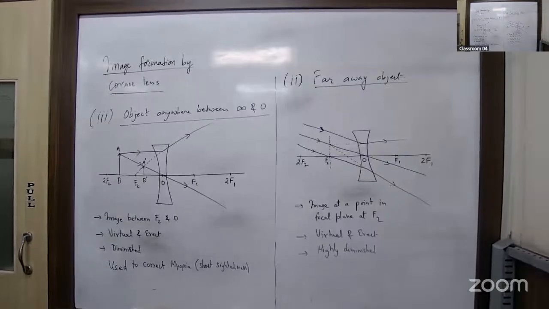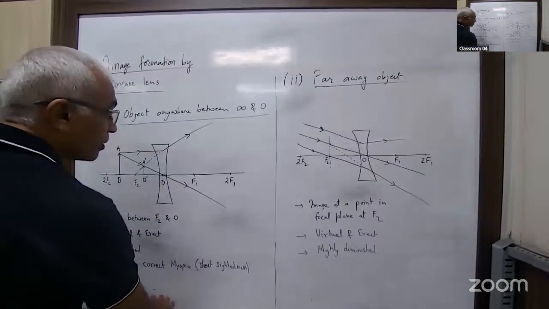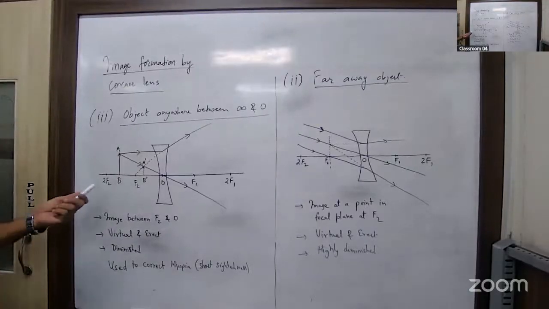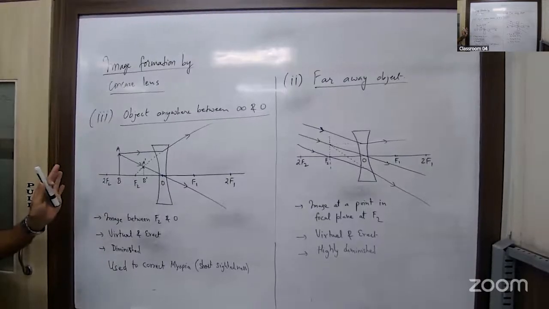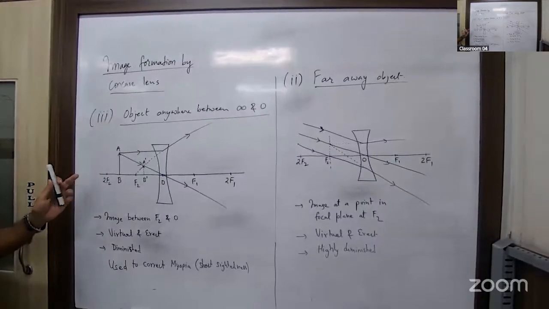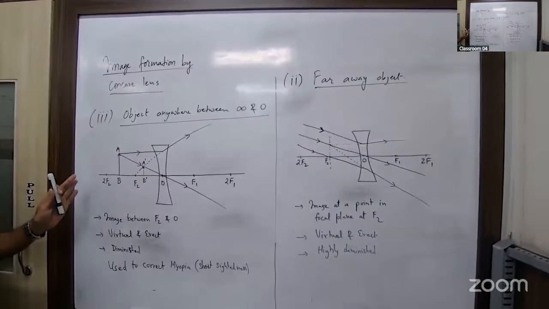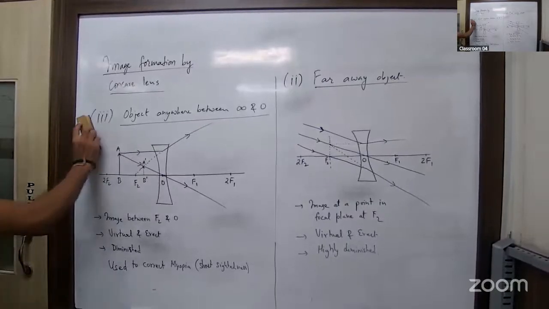Okay. Next is sign conventions and lens formula. So anybody has any difficulty in any of the image formations? Feel free to ask. I'm here to help. Everybody is okay now? Let's go.